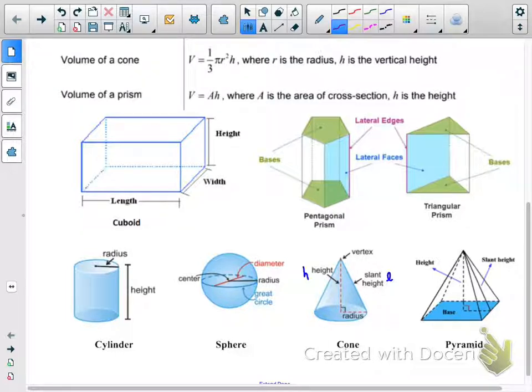And then volume of a prism, again, uses that capital A, which depends on what the base of that prism is. But again, you're filling it, so you'd want that height through the middle.